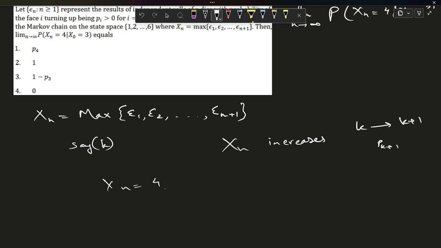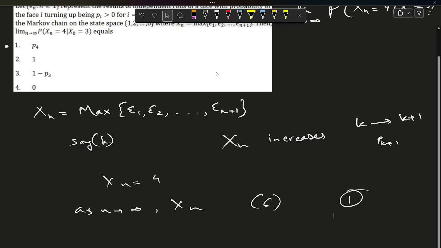Now the limiting behavior: in the limit as n tends to infinity, X_n will converge to the maximum possible value 6 with probability 1, because rolling will eventually produce every face. So now we are doing the calculation part.